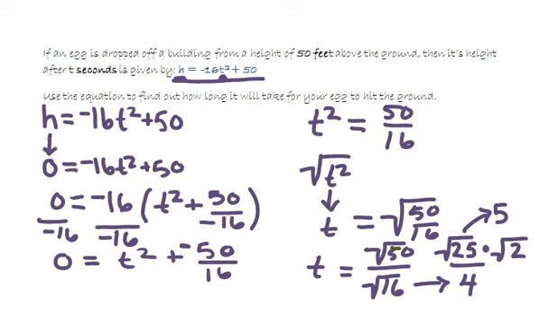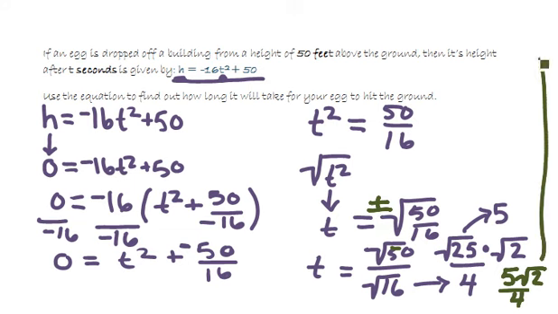Now before we're done, I want to point something out. We've now factored this down and solved this to get t equal to 5 times the square root of 2 divided by 4. But if you remember, when you handle solving of square roots, this is technically plus or minus the square root of 50 divided by 16.